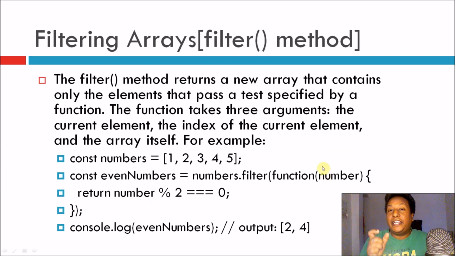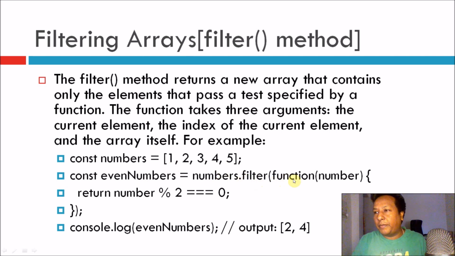Next one is filtering arrays, another very important method. We use the filter method to return a new array that contains only the elements that satisfy a condition. It is just like a water filter where you pour dirty water and you get only the clean water because of the filter. So the filter applies a condition so that only the clean water passes. In the same way, suppose we have a number array with the values 1 2 3 4 5 and we want to get only the even numbers, then we can use the filter method.